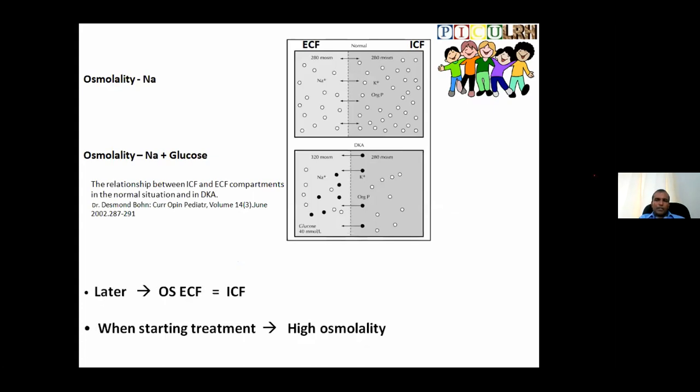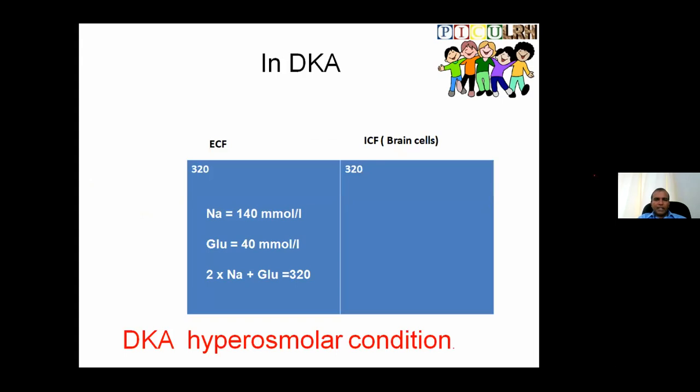So when you are starting treatment, our body or our cells are having higher osmolarity. Basically, what I'm trying to say is DKA is a hyperosmolar condition. So we are having a higher osmolarity in DKA, right? So I'm taking the osmolarity as 320 just for the explanation. So sodium is 280, glucose is 40, 2 times sodium plus glucose is 320. This is how this 320 happens. So intracellular fluid also we have 320. Right. This is our scenario.